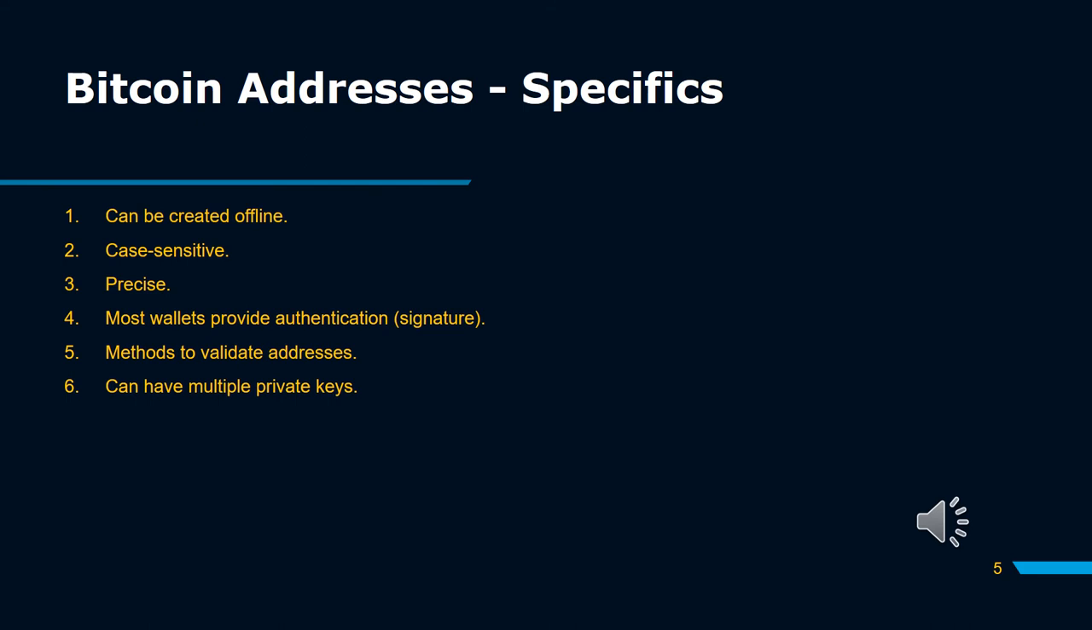Bitcoin addresses, specifics. 1. Can be created offline. 2. Case sensitive. 3. Precise. 4. Most wallets provide authentication and signature. 5. Methods to validate addresses. 6. Can have multiple private keys.